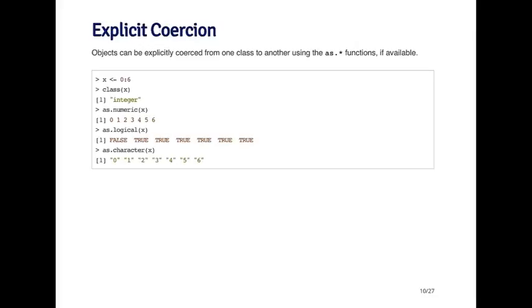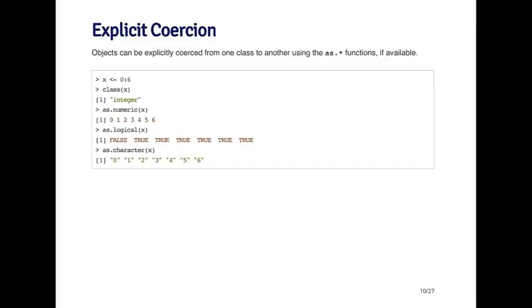In the previous slide, we talked about an implicit coercion that occurs behind the scenes, but you can explicitly coerce objects from one class to another using functions that usually start with the word as. So for example, if you want to convert something to a numeric, you can use a function called as.numeric. And if you want to convert something into character, you can use the function as.character. Now, if you apply as.numeric to a numeric vector, nothing will happen. Here in this example, I'm starting off by creating an object called x, which is a sequence of 0 to 6. So this is an integer sequence, as you can see when I call class on the object.